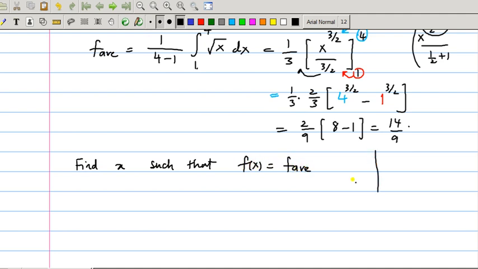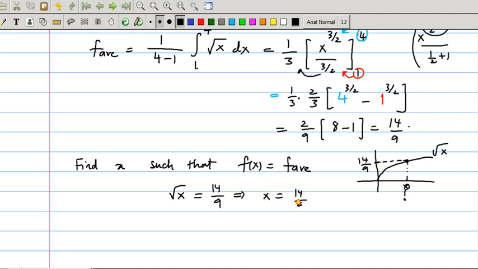This is square root of x; give me a value, let's say this is the average value, 14 by 9. So he wants me to find this x. What is the number where you are getting your average value? So I can just put f(x) is square root of x, and the average value is 14 by 9. So I can take the square on both sides. So x will become (14 by 9) squared. Agree? So that will give me the x value.